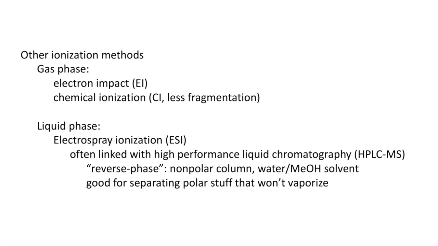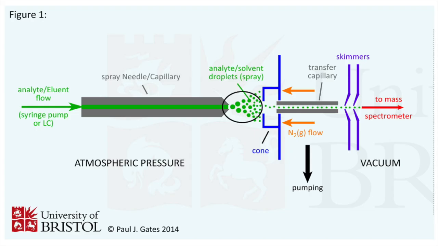So one thing I can use is electrospray ionization. This is often linked with HPLC, so it's HPLC-MS. If you remember when we talked about chromatography, HPLC is kind of like your TLC plate, but reverse phase. So it's a nonpolar column. Water, methanol is your solvent. It's really good for separating polar stuff that can't vaporize. So this is great for, again, especially small proteins.